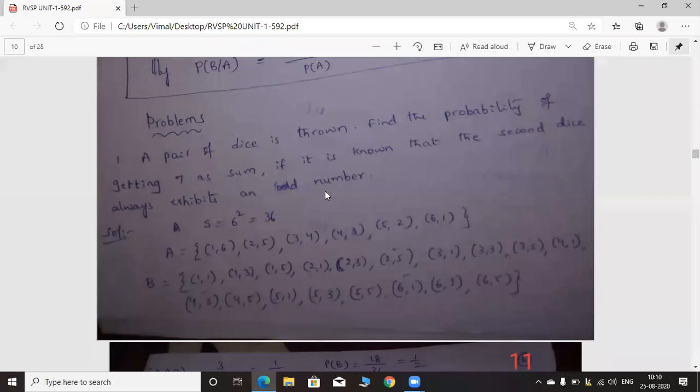Now split this problem into two events, event A and event B. What is event A here and what is event B here? We have to find the probability of getting 7 as a sum. This is called event A. The sum of the numbers on the two dice must be 7. That is event A. Before event A occurs, event B must be satisfied. What is event B? It is known that the second dice always exhibits an odd number. Odd number means 1, 3, 5. These are the odd numbers.